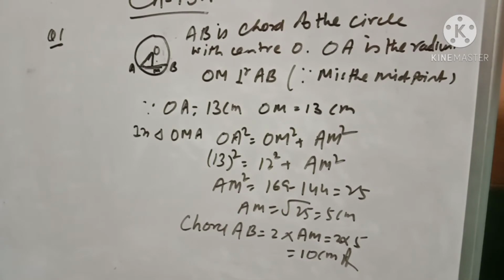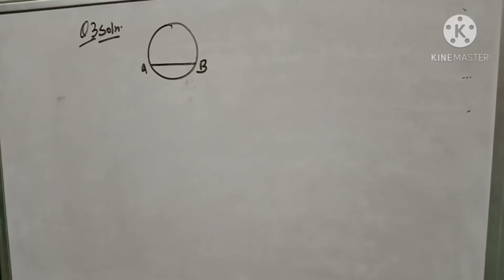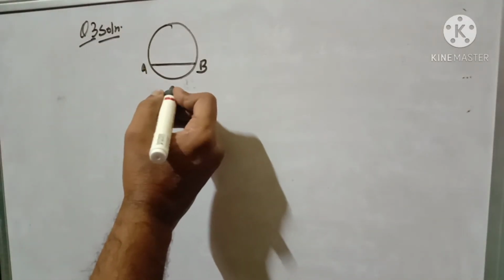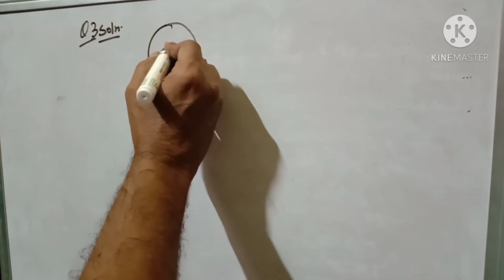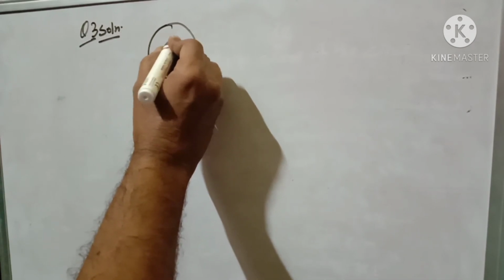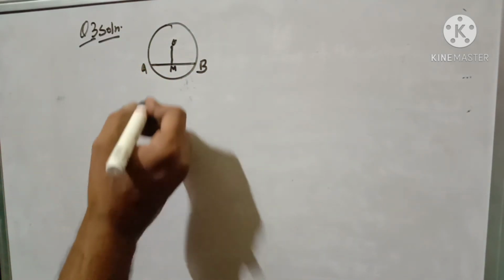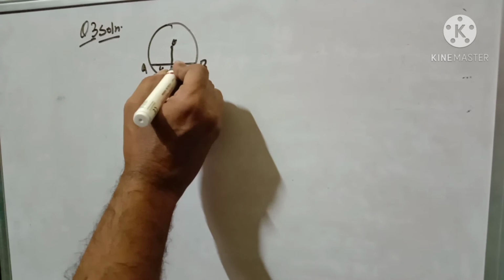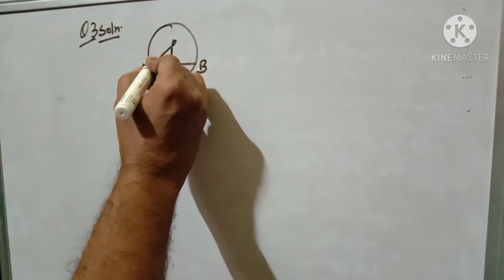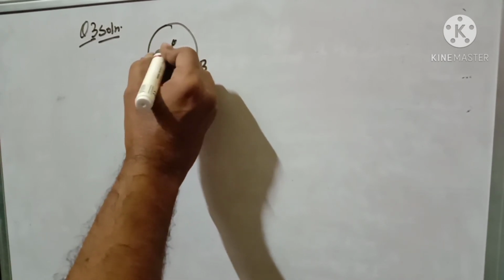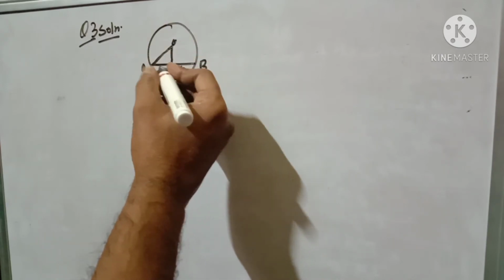Write down. Question number 3 solution. It is given that a chord of length 8 centimeter is at a distance 3 centimeter from the center of the circle. Calculate the radius of the circle. This chord is given 8 centimeter. This is your center O, this is perpendicular, let it be M. This is given 8 centimeter, therefore it will be 4, it will be also 4, and join O and A. This is our radius. This OA we have to find out.